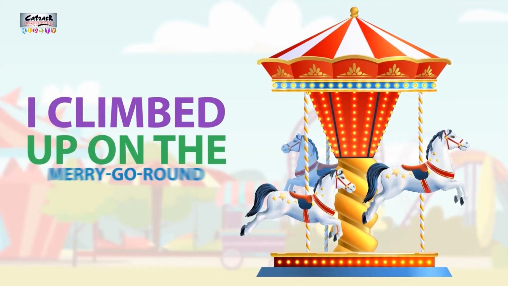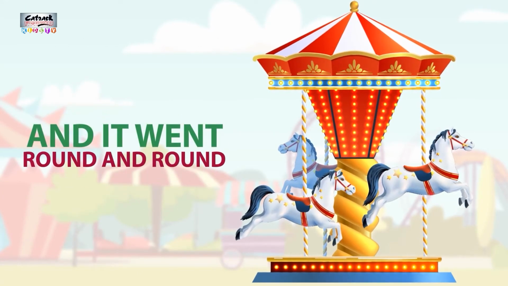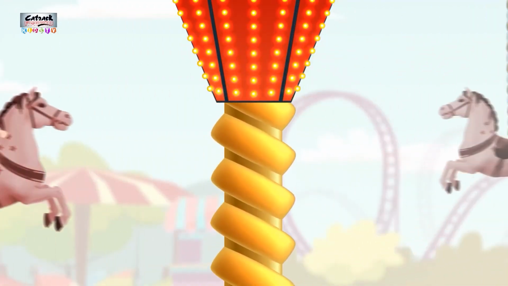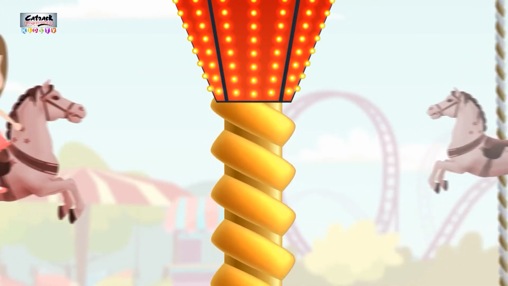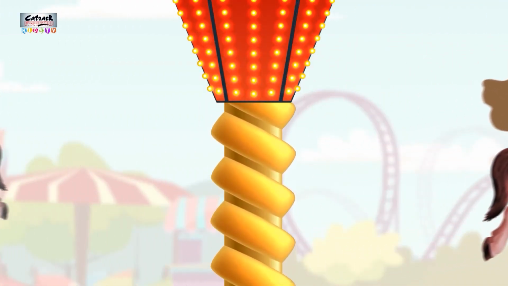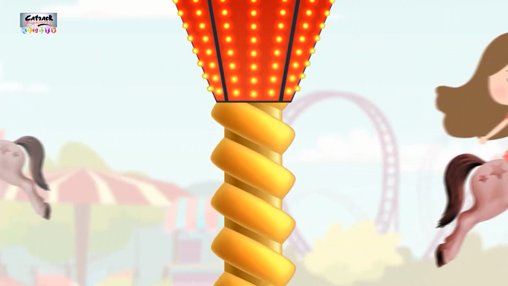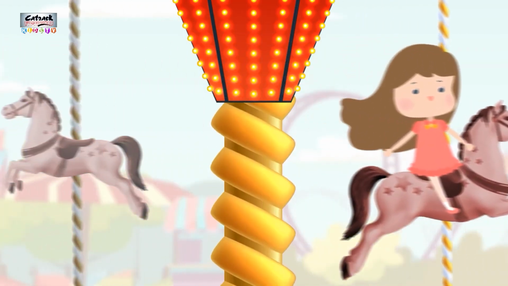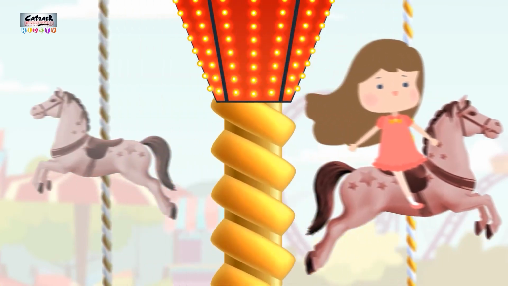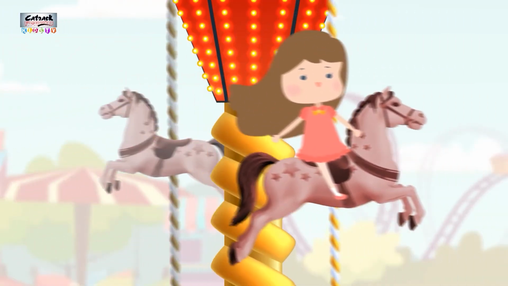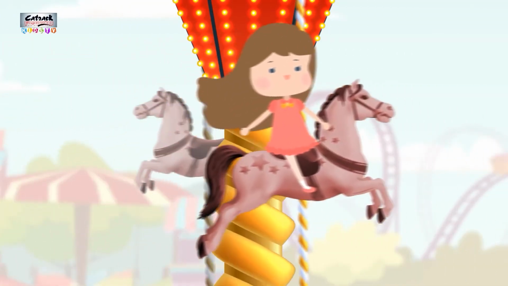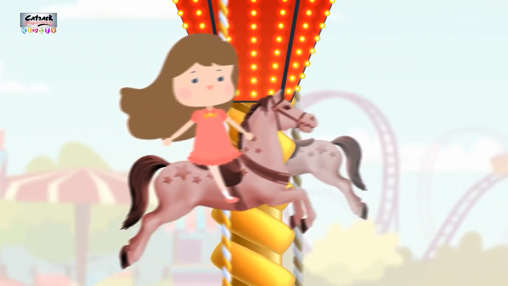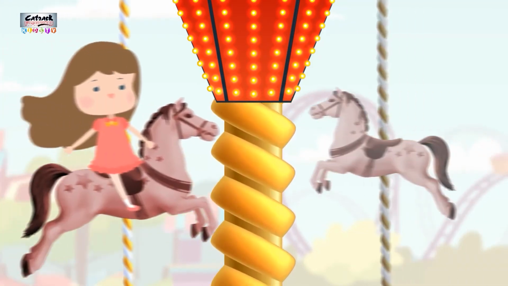I climbed up on the merry-go-round and it went around and round. I climbed up on a big brown horse and it went up and down, round and round and up and down, around and round and up and down. I sat high up on a big brown horse and rode around on the merry-go-round. Merry-go-round. On the merry-go-round I rode around. On the merry-go-round, around and round and round.